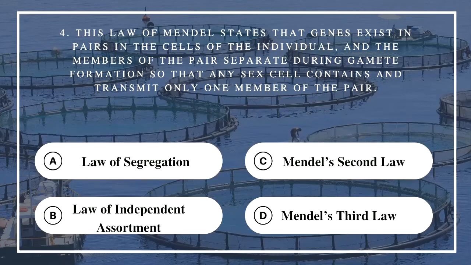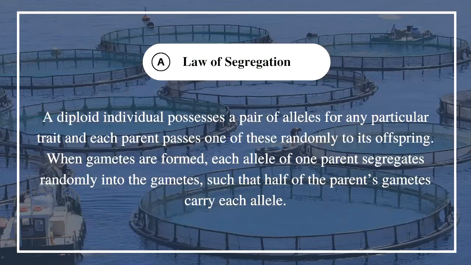Number 4. This law of Mendel states that genes exist in pairs in the cells of the individual, and the members of the pair separate during gamete formation so that any sex cell contains and transmit only one member of the pair. A. Law of segregation. B. Law of independent assortment. C. Mendel's second law. D. Mendel's third law. Answer: A.